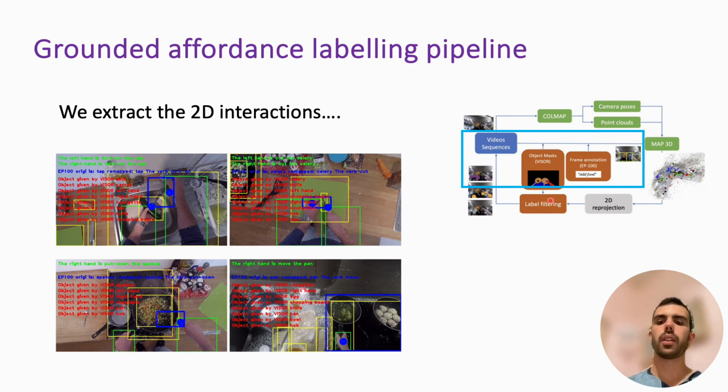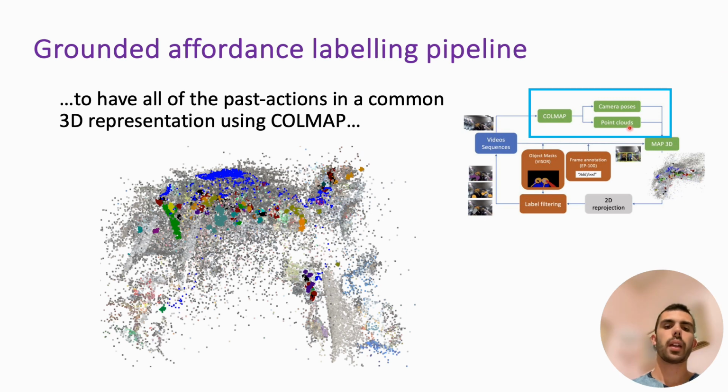First, from all the videos available in a certain environment, we sample all the frames when an interaction occurs. As you can see here in this picture, we select the interaction point as the intersection between the hand and the active object bounding boxes. Then we apply COLMAP in order to have a common 3D representation of all the interaction hotspots that occurred in that kitchen. This cross-temporal spatial representation is going to constitute our knowledge base.